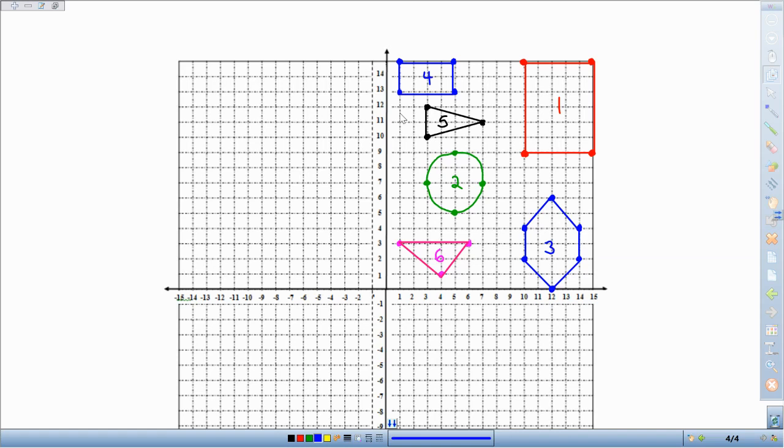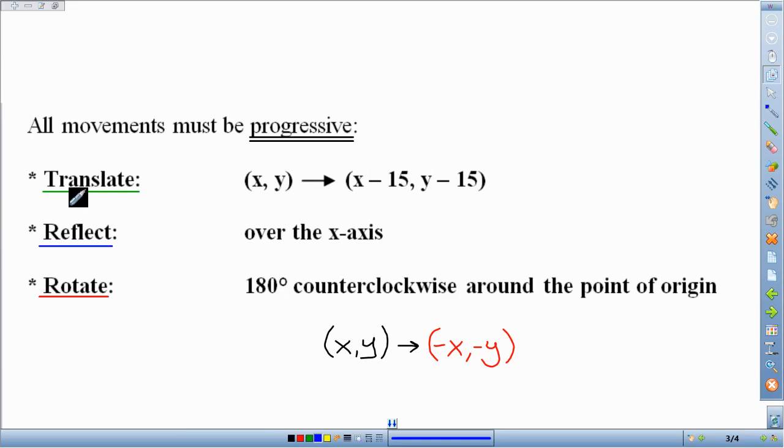All right, so you should have all 6 shapes on your graph, whether you printed it out or you're doing it on a separate sheet of paper. So let's go ahead and try this process. Let's do this with one of these shapes. I said I was going to do number 4. Let's do number 5 instead. Okay, so here's the first thing that this is asking us to do. It wants us to translate this shape using this rule.